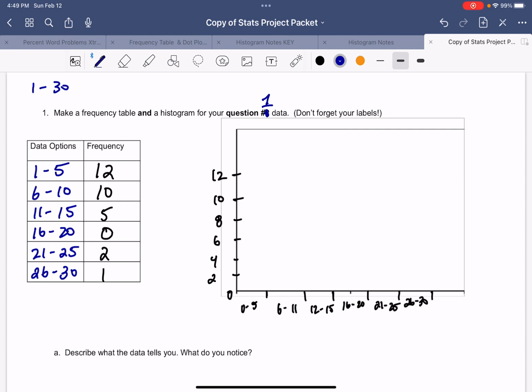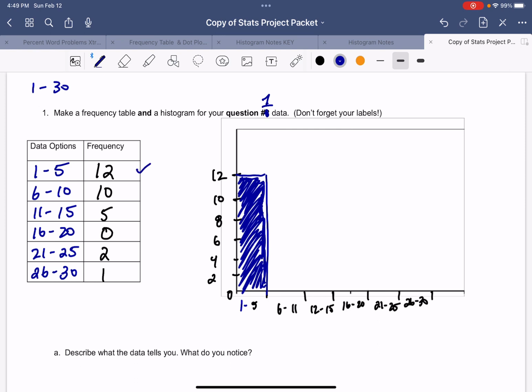So let's look at 1 to 5. Actually, I made a mistake here. This should be 1 to 5, okay? So on this first group, my histogram should look something like this. And if you want to make it look pretty with nice colored pencils, do not use marker, please, because it'll bleed through the other end. You can use crayon, but markers, you can go ahead and do that.